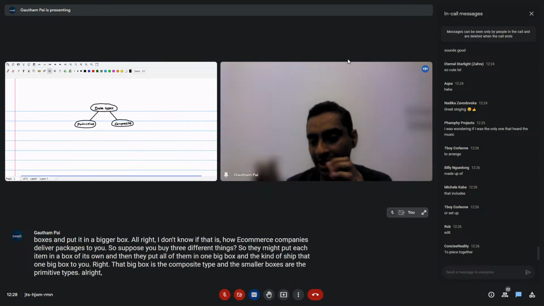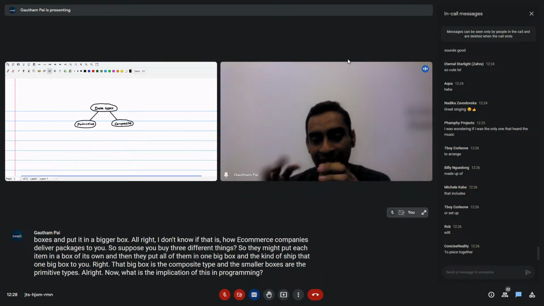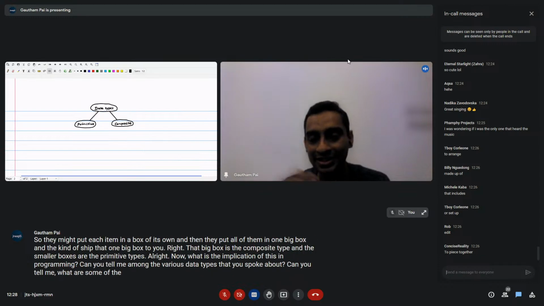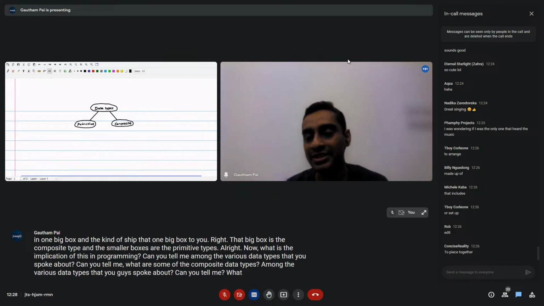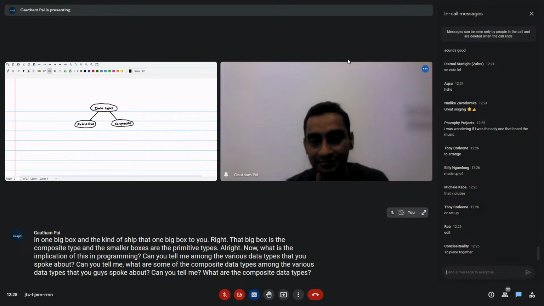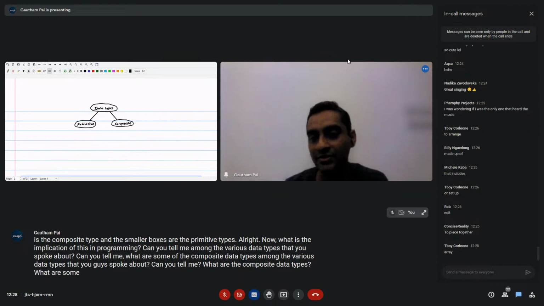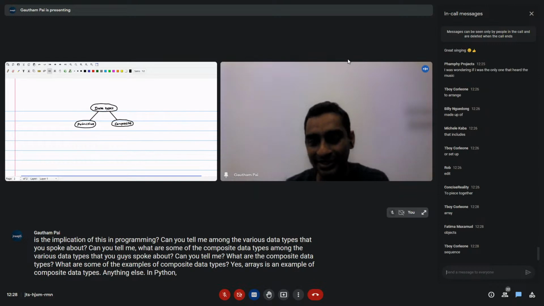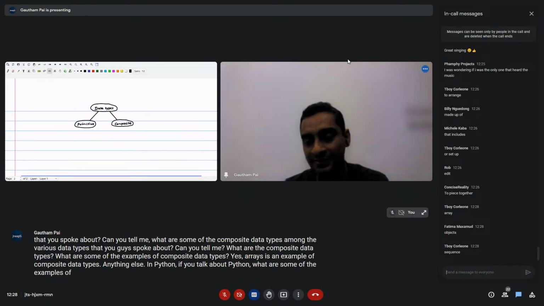All right. Now, what is the implication of this in programming? Among the various data types that you spoke about, can you tell me what are some of the composite data types? What are some of the examples of composite data types? Yes, arrays is an example of composite data types. Anything else? In Python, what are some of the examples of composite data types?